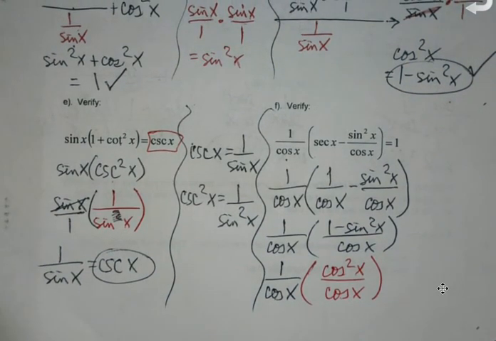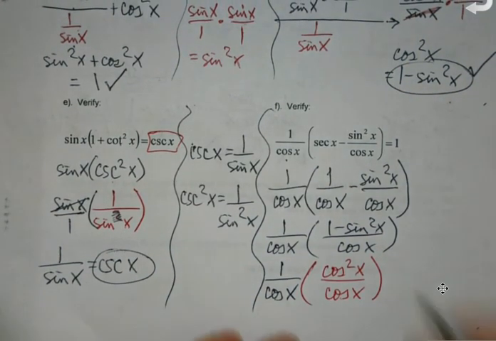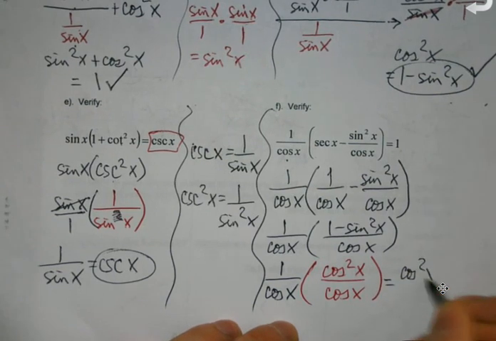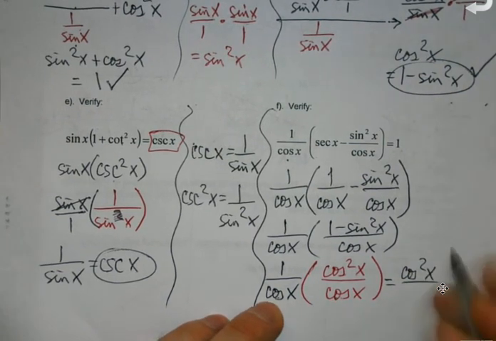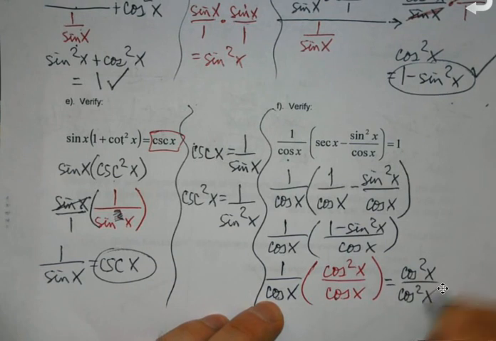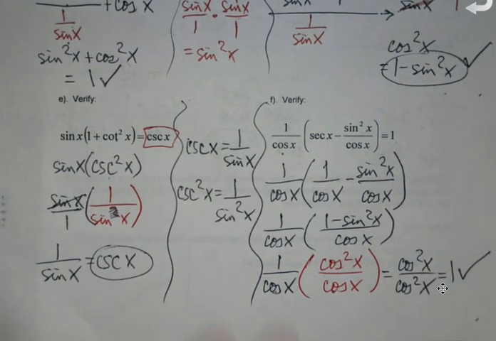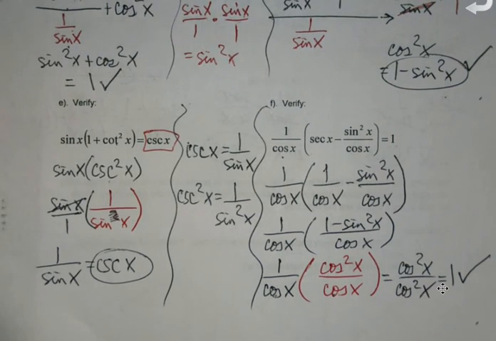Interesting how this works out, because all of a sudden you look now and you multiply across and you're like, okay, so 1 times cosine squared is cosine squared. Cosine times cosine is cosine squared. And whenever I divide something by itself, I get 1. Woohoo!